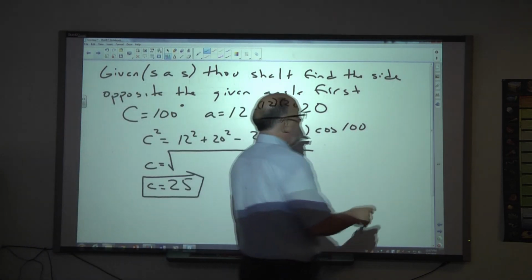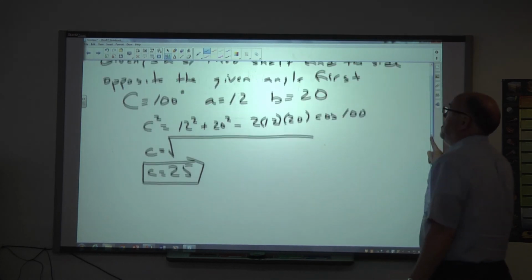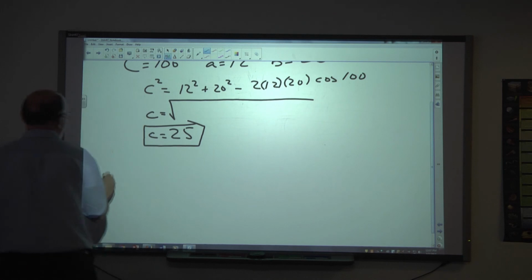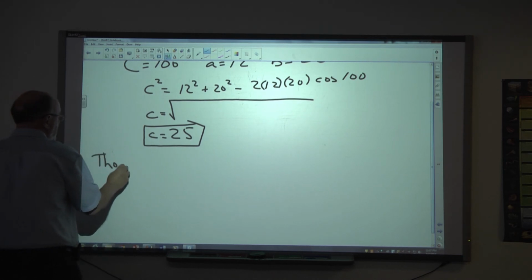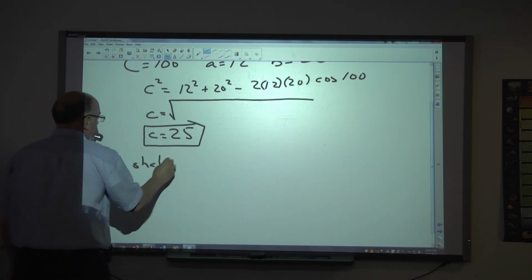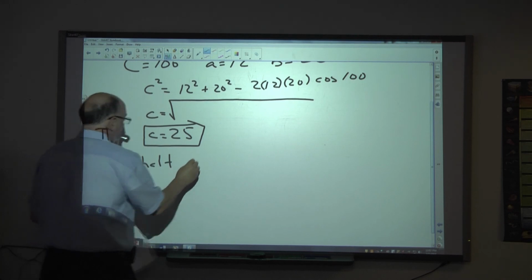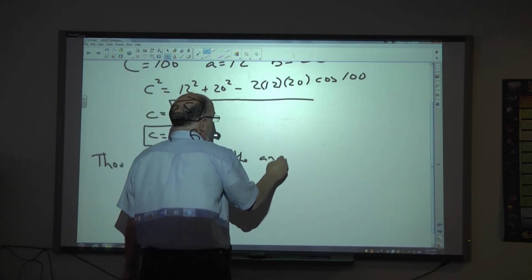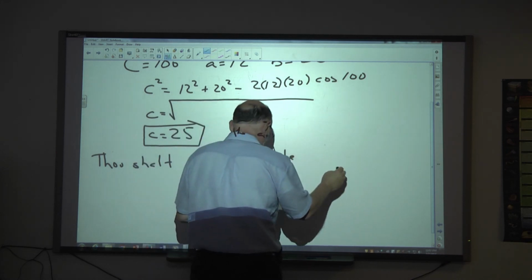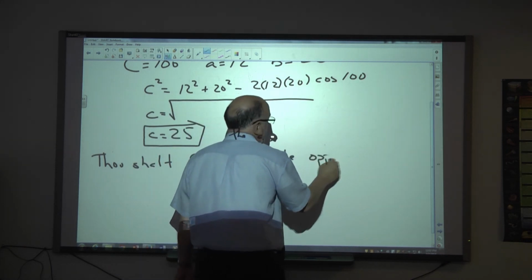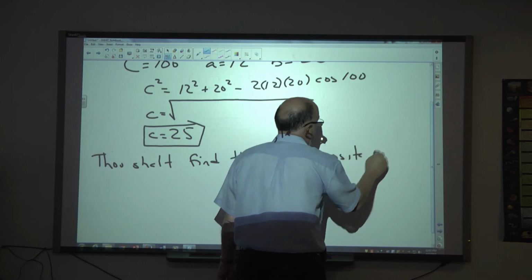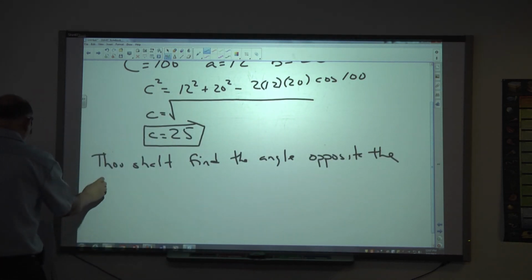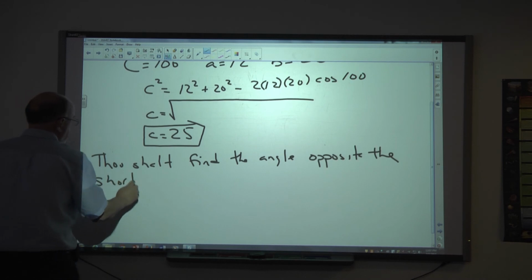Now there is a second thou shalt in this scenario, so you've got thou shalt number 2, and so now the next one is thou shalt find the angle opposite the shorter of the two given sides.